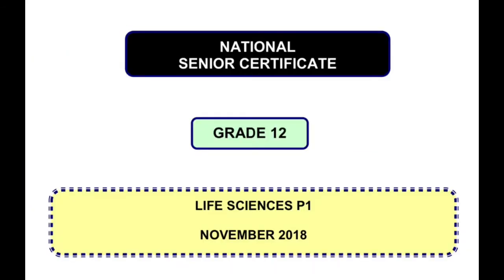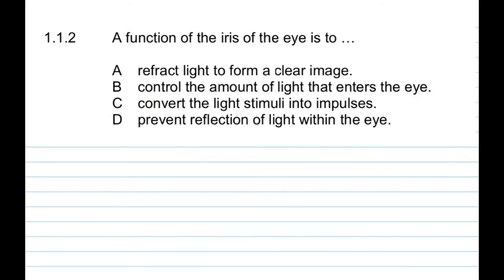So now you're going to talk about how the circular and the radial muscles of the iris are actually doing their job. Our next question comes from paper 1, November 2018, and it's also a multiple choice question. Now in this one, we're going to have a look at some of the functions first so we can eliminate them properly. Now they're talking about the function of the iris of the eye. So let's see which one of these fits.